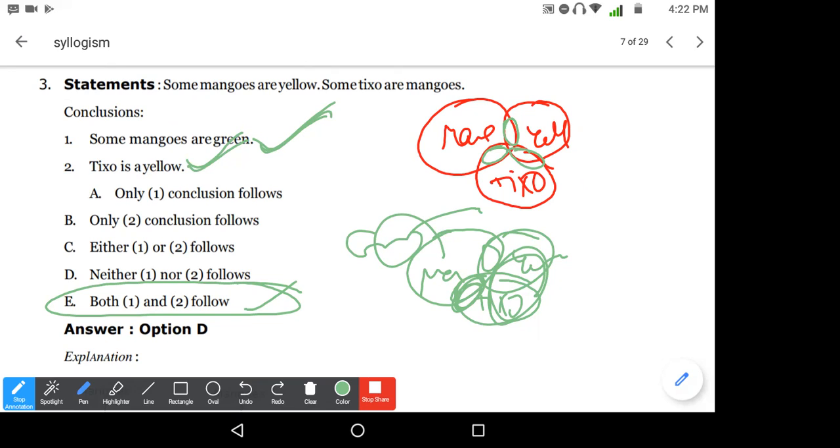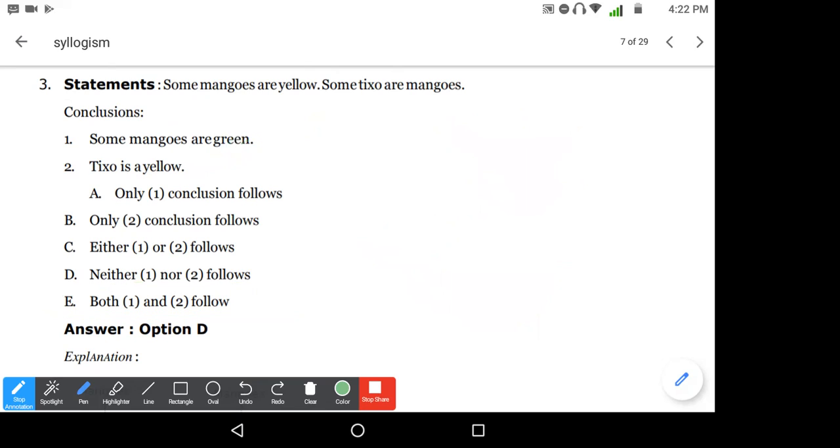Okay, so this is syllogism. You can solve few more problems which are given under this, which I'll be sharing in the group. I hope that is clear to everyone.